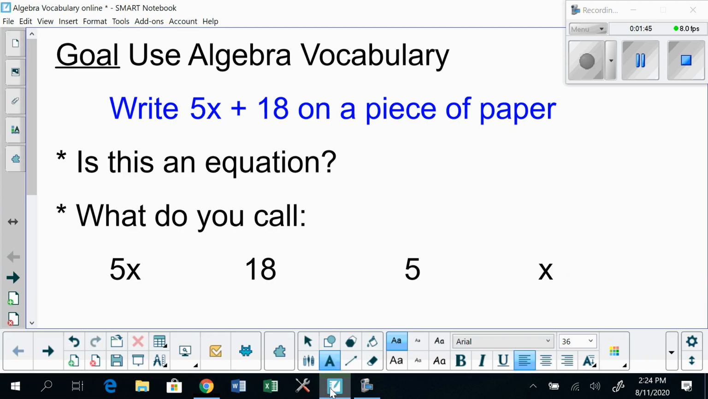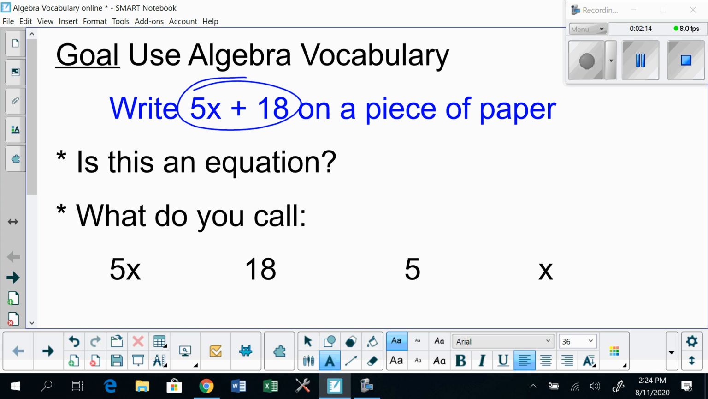Well, fast forward to algebra class. In algebra, there's certain words I'm going to use on a daily basis. You need to know what they mean. So I want this to be an interactive lesson. You need to grab a piece of paper. Pause the tape right now if you need to. Go grab a scrap sheet of paper. But what I want you to do first is write down this: 5x plus 18. Write this down on your paper right off the bat. And then let's start asking some questions about this.